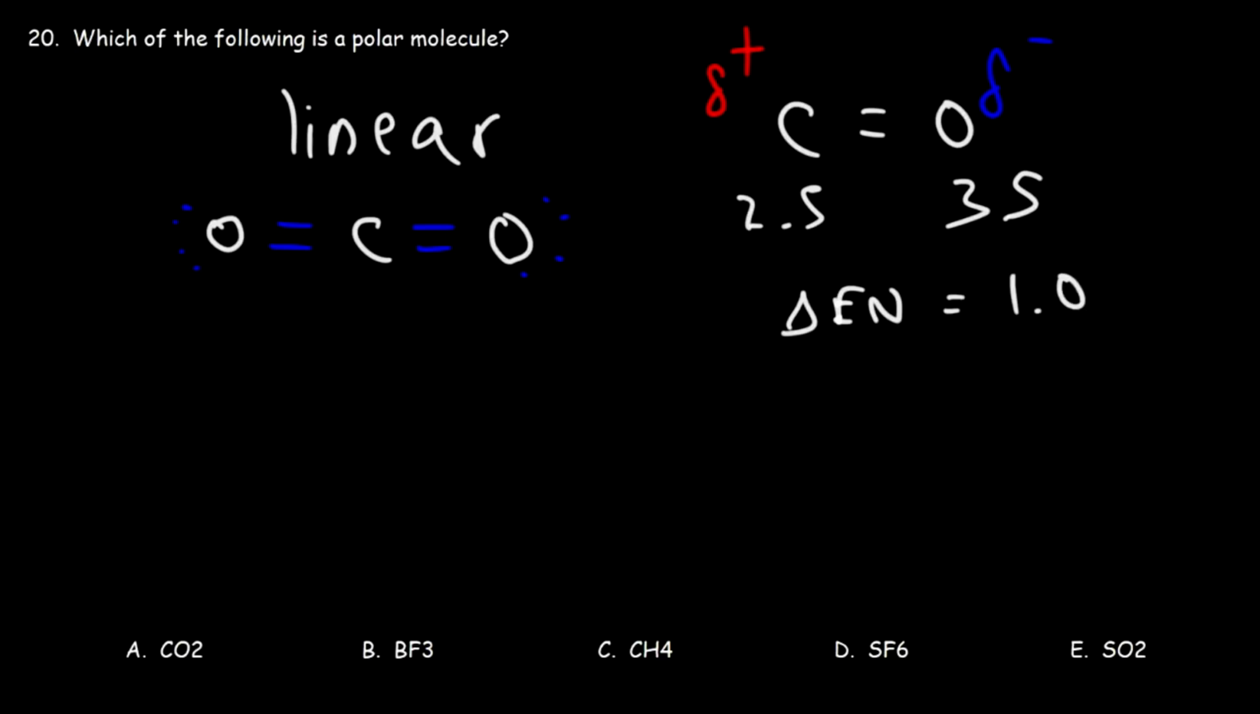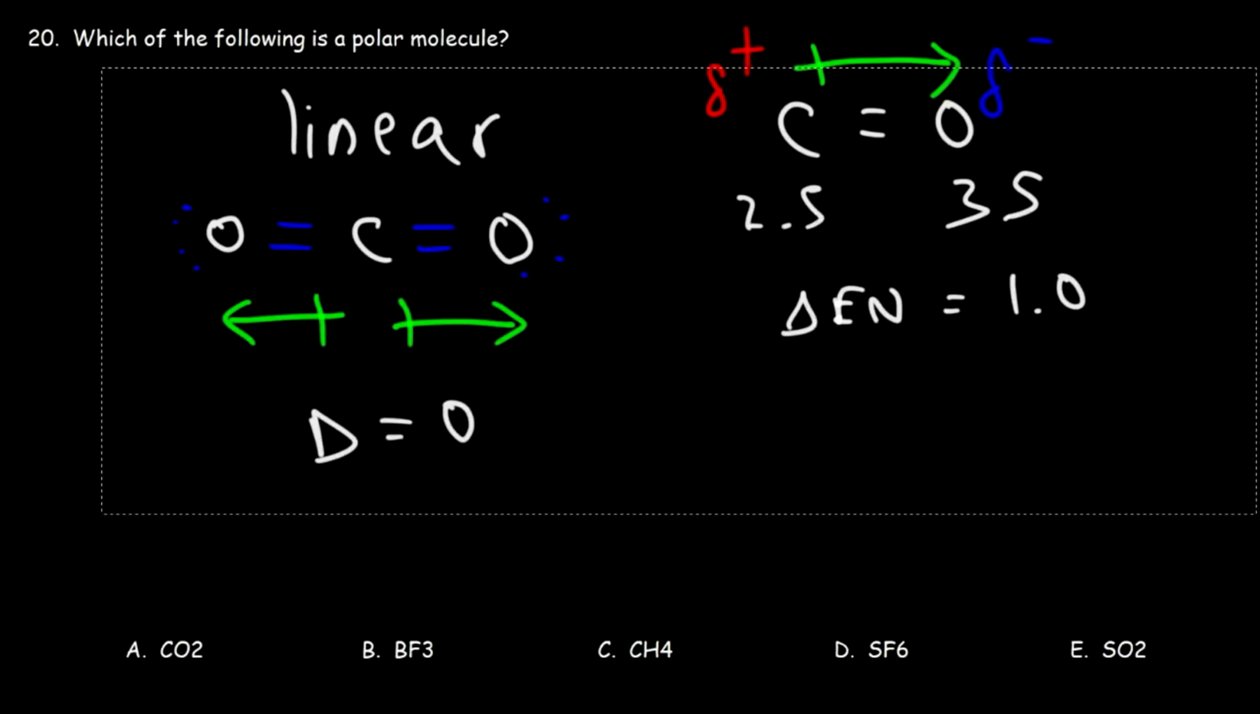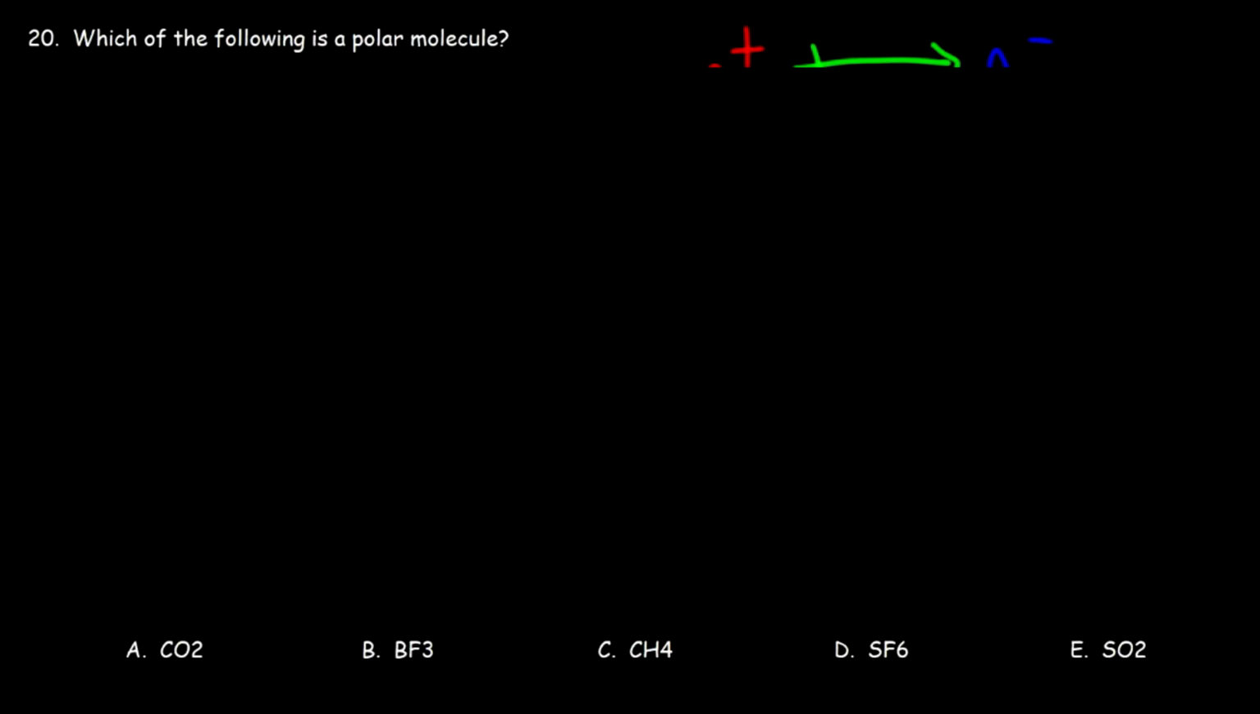But is the molecule polar? Well, we need to draw something called the dipole moment. And we're going to draw an arrow starting from the positive charge pointing to the negative charge. Notice for these 2 double bonds, the 2 arrows, they go against each other, so they cancel out. So even though CO2 has polar bonds, it's a nonpolar molecule because the net dipole moment is 0. These 2 arrows cancel out. So we can eliminate answer choice A. CO2 is a nonpolar molecule.